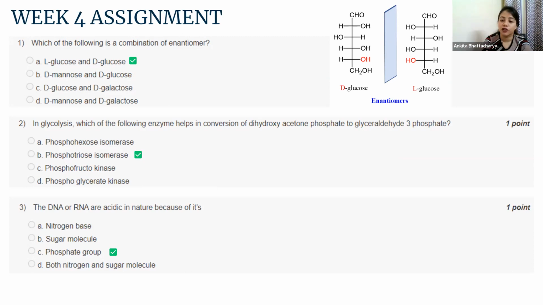So we see that for phosphotriose isomerase or triose phosphate isomerase, that's the more common way of actually structuring that name. So that's what we see.